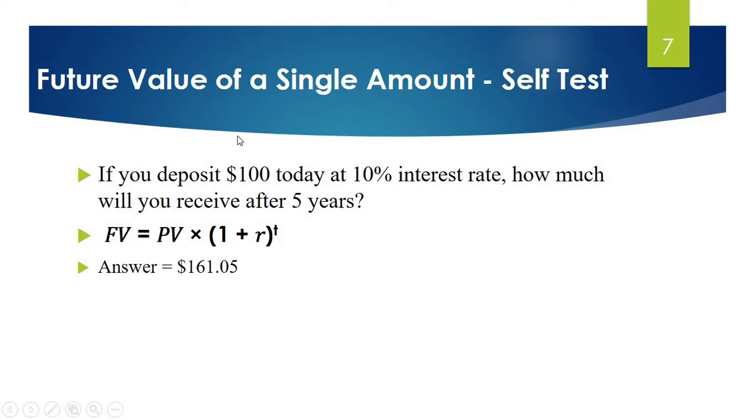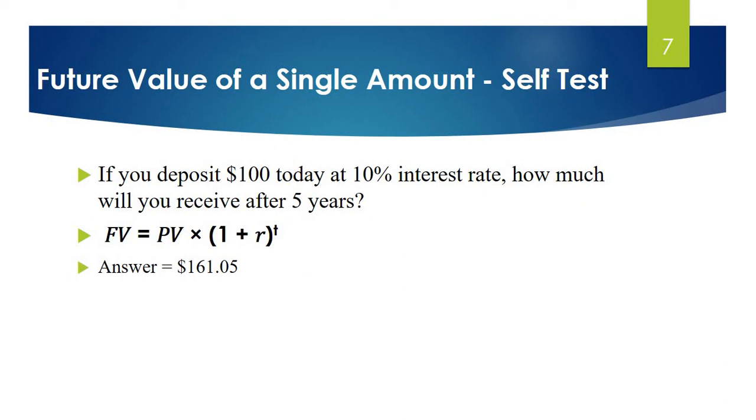Here present value is $100. So PV is $100. That's your deposit today. 1 plus R. R indicates the rate of return or interest. Your interest rate is 10%, so R will be 0.1. And T is the time period. T is here 5. So if we apply compound interest rate, your future value will be 161.05.